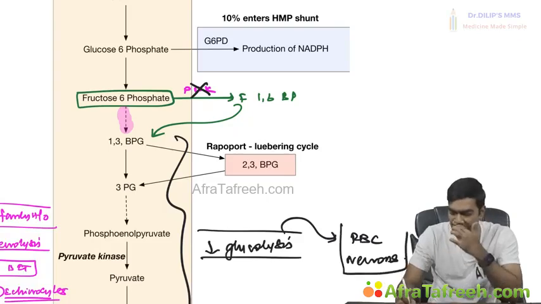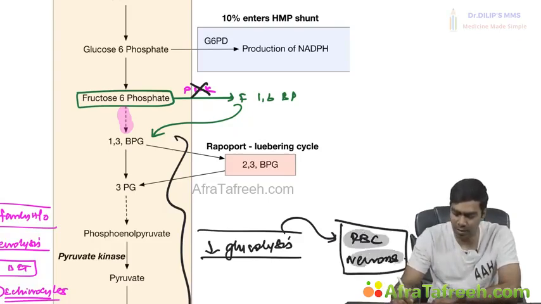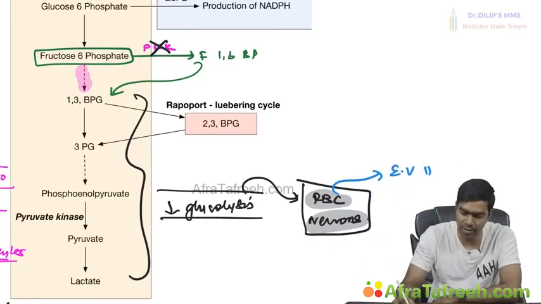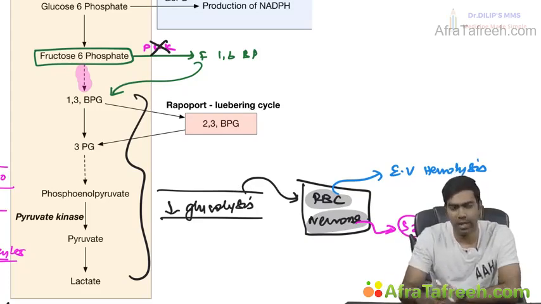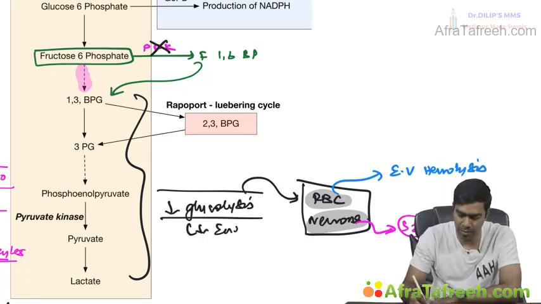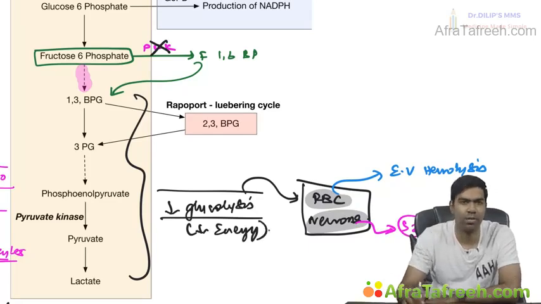Second is neuron. These are highly glucose dependent cells, which means without glycolysis they won't survive. So that is the reason RBCs may have reduced membrane integrity, resulting in extravascular hemolysis. At the same time, these neurons also suffer damage, resulting in seizure, mental retardation and all these things in this patient. So that is the reason.